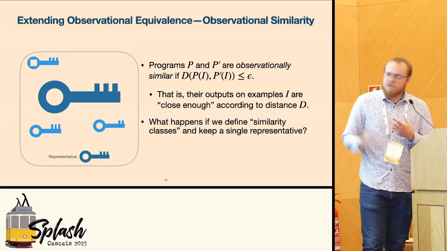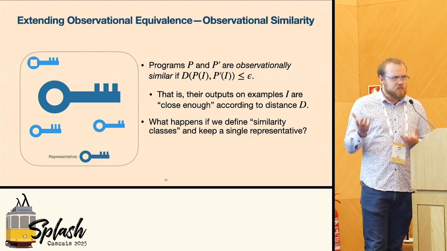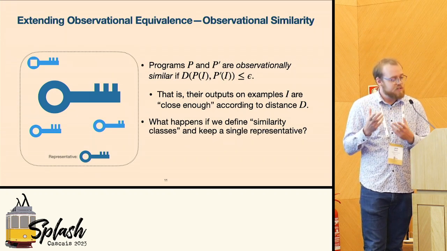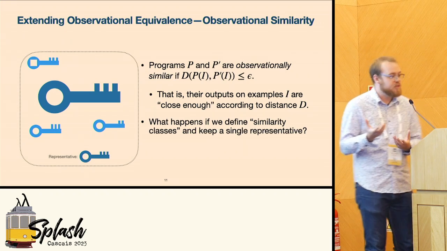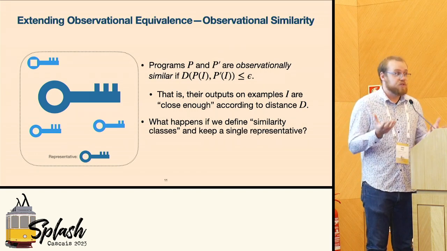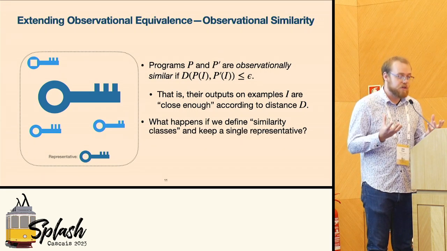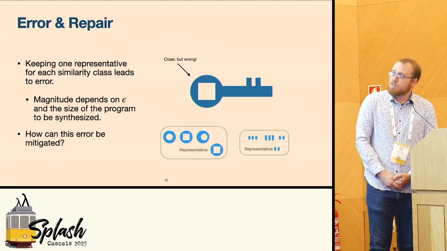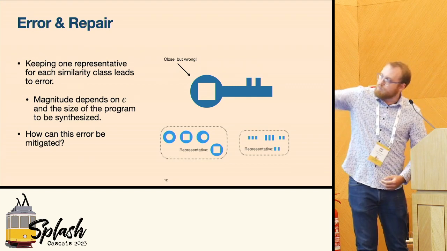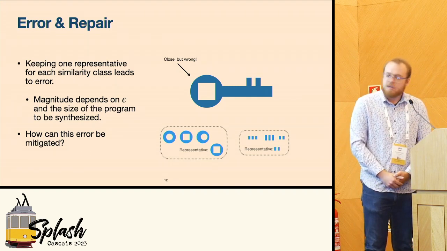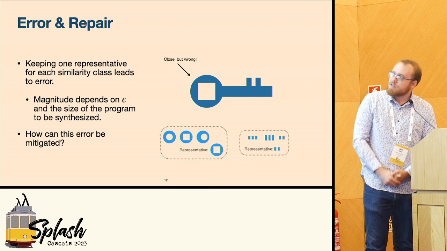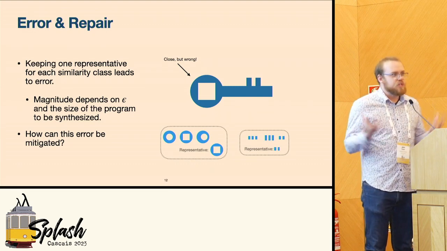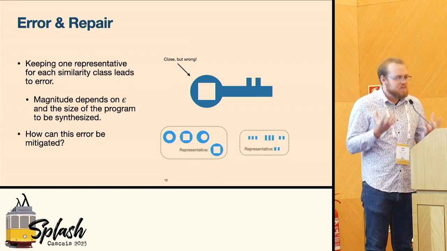So what happens if we do this? What happens if we replace equivalence with similarity? We define similarity classes that are analogous to equivalence classes, and we keep a single representative for each class. We, of course, get a reduction in the size of the search space. We are clustering programs together. But we also get error. Essentially, what we've done is we've said our representative program is going to be the circle with a square taken out, and it's similar to everything in its class, but it's not the same as the circle with the circle taken out, so we can only generate this close but incorrect program.